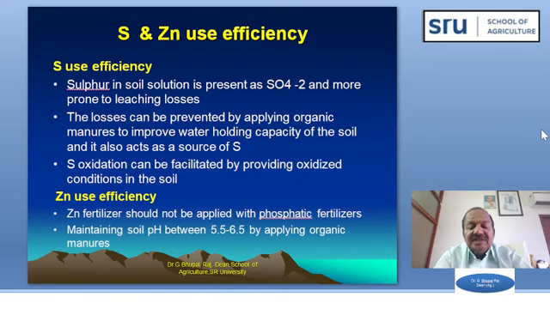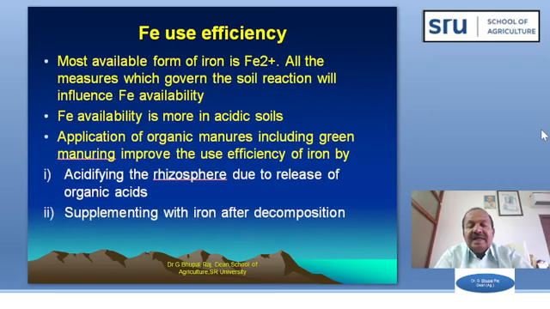Zinc use efficiency can also be increased. Zinc fertilizer should not be applied with phosphatic fertilizers; it should be applied separately, not along with phosphorus fertilizers, otherwise it will be fixed as zinc phosphate. Maintaining soil pH between 5.5 to 6.5 by applying organic manures is an important factor to increase zinc use efficiency. Then, iron use efficiency.